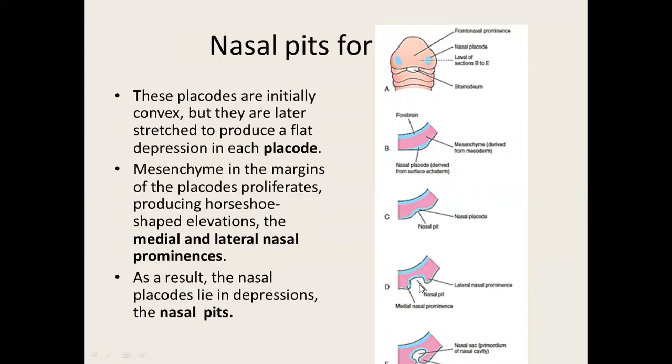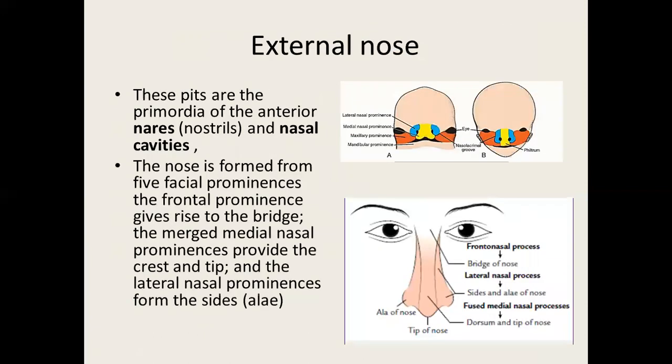So we will get a pair of median nasal prominences and a pair of lateral nasal prominences surrounding the nasal pits, which will form our future anterior nares or the nostrils. Now comes the external nose. These pits form the primordia for the anterior nares or the nostrils. So these are the anterior nares or the nostrils.